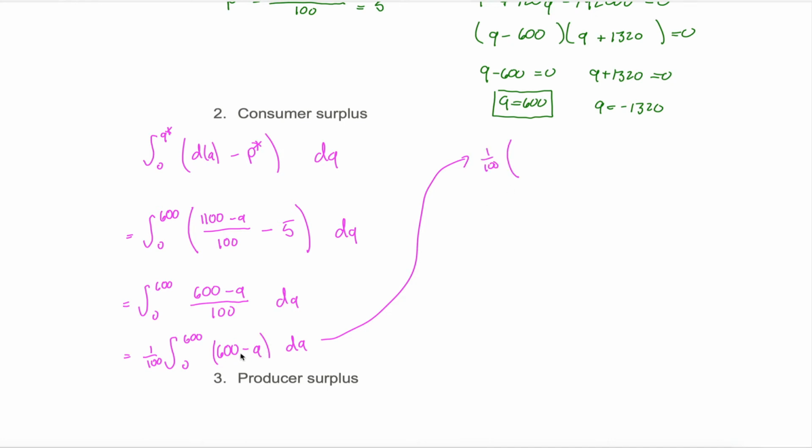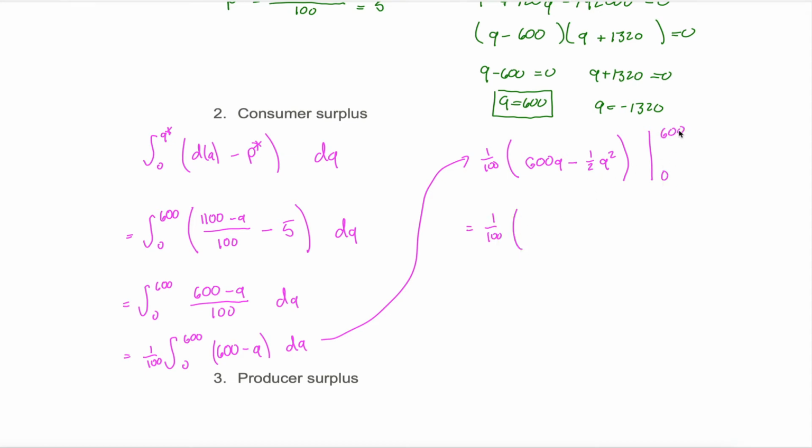The antiderivative here is the antiderivative of a difference. So we just take the antiderivative of each term individually. The antiderivative of the 600 is 600Q because Q is our variable. And the antiderivative of this negative Q, you might be thinking minus Q squared, but it's not quite Q squared because if you took the derivative of Q squared, you'd bring a 2 down in front, and we don't want 2Q, we just want Q, so there must be a 1/2 right here. I don't need to tack on the plus C because I'm going to evaluate this thing from 0 to 600.